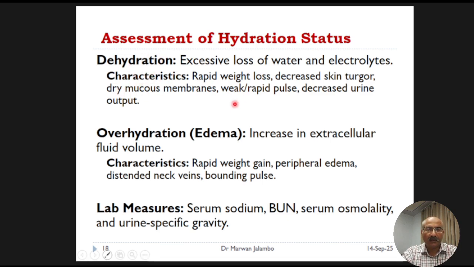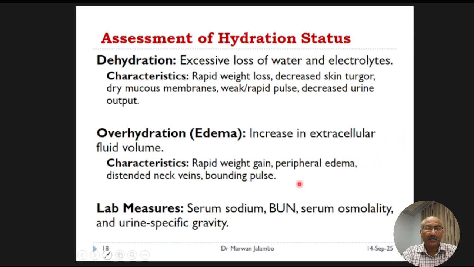So the clinical characteristics are rapid weight loss, poor skin turgor, where the skin stays tented when pinched, dry mucous membranes, a weak and rapid pulse, and decreased urine output. So the opposite condition, overhydration. Overhydration or edema.